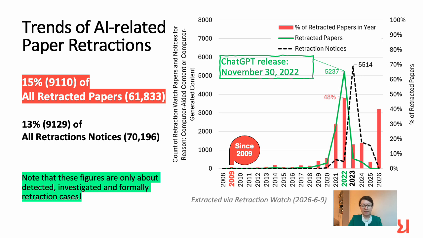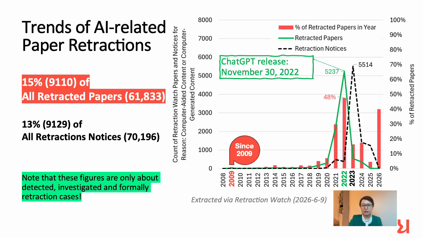However, it is important to remember that these numbers actually represent detected, investigated, and formally retracted cases. They do not represent every instance in which AI may have been used inappropriately. Many problematic papers may never be detected, and others may still be under investigation. So the figures should be interpreted as a minimum estimate rather than a complete picture.